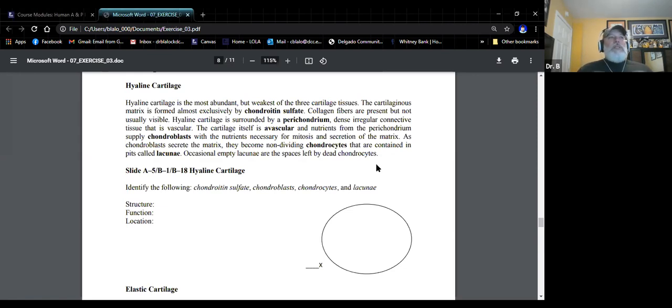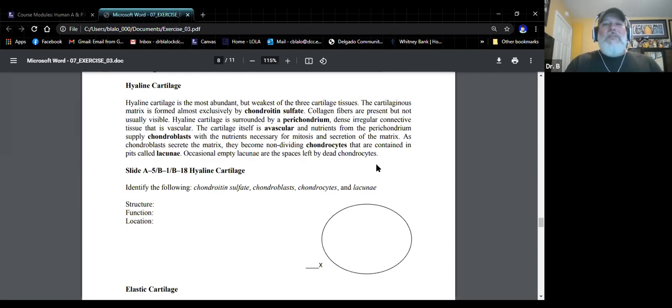So if you look at something and you see a chondrocyte or a chondroblast present, then it's one of the three types of cartilage. So again, that's one of those identifying characteristics that should be easy to see, that should eliminate the majority of your choices and narrow it down to one of the three cartilage types. Now, hyaline cartilage is going to be the most abundant type of cartilage we have in the body, but it's also going to be the weakest of the three.